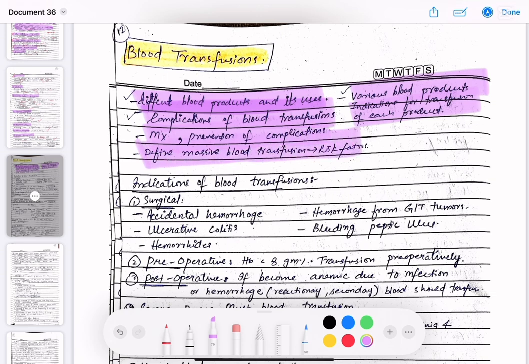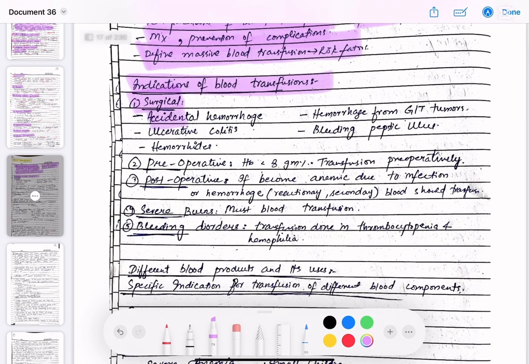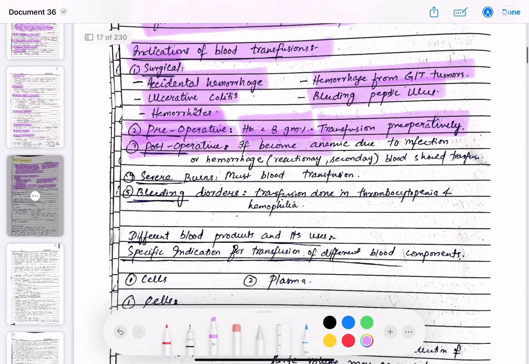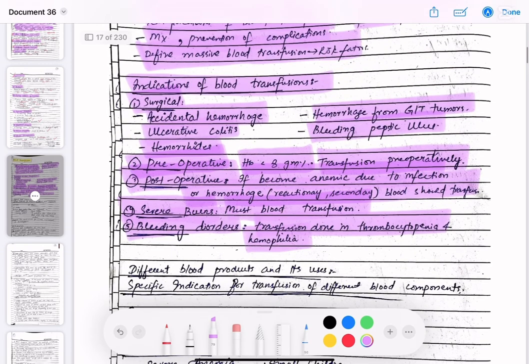The indications for blood transfusions are surgical indications, that is when accidental hemorrhage, ulcerative colitis, or hemorrhoids occur, hemorrhage from GIT tumors, or bleeding peptic ulcers. There are pre-operative indications in which if Hb is less than 8 grams, then transfusion is done pre-operatively. Post-operatively, if the patient becomes anemic due to infection or hemorrhage, reactionary or secondary blood should be transfused. Transfusions are also done in severe burns, which must have blood transfusions, and bleeding disorders, that is thrombocytopenia and hemophilia. So these are the important indications: surgical, pre-operative, post-operative, burns, and severe bleeding disorders.